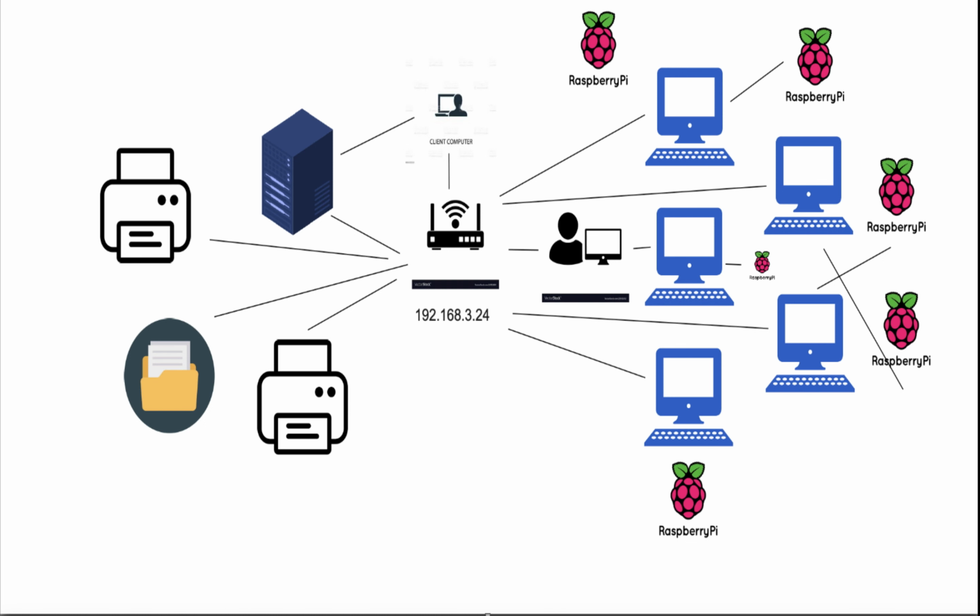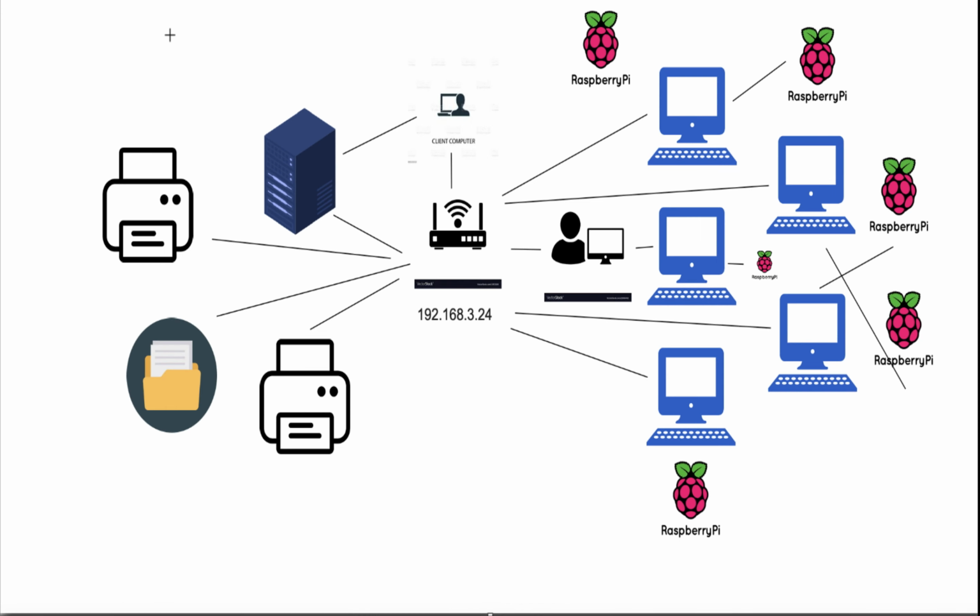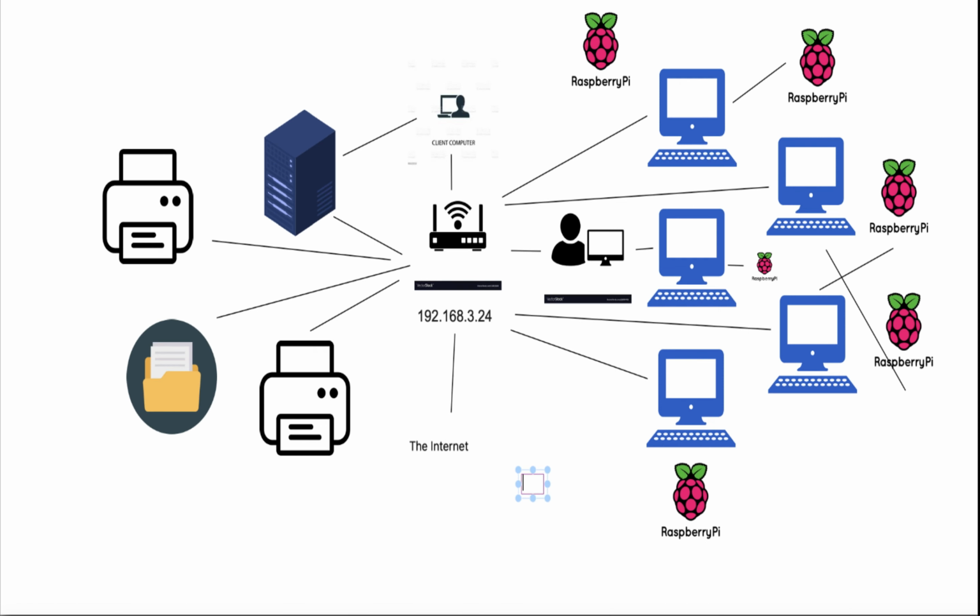So far what we have here is the desktops, the Raspberry Pi 4 models, the printers and the file share, all connecting to the router. The client computer and server are both now installed, implementing the solution, after spending some time connected to the internet, for the solution to go ahead.